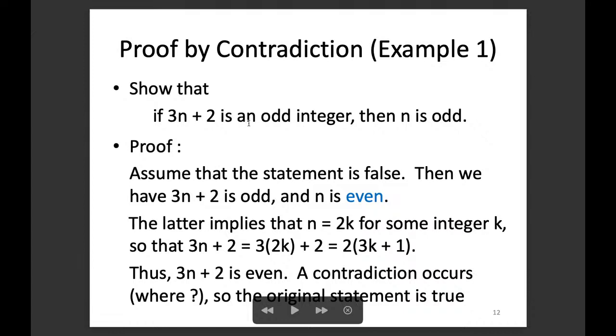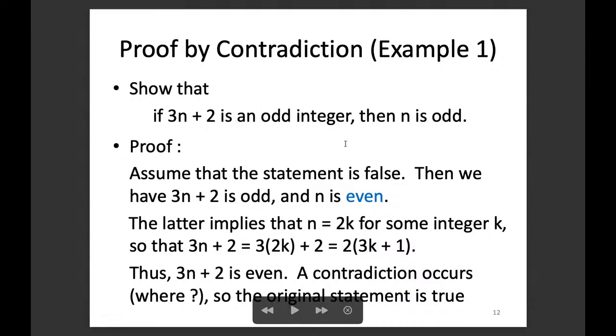So 3n + 2 is odd implies n is odd. In order to show this is true, we assume that the whole thing is wrong. This is of the form P implies Q. So this is wrong if and only if we can find a case where the first part is true and at the same time the second part is false.